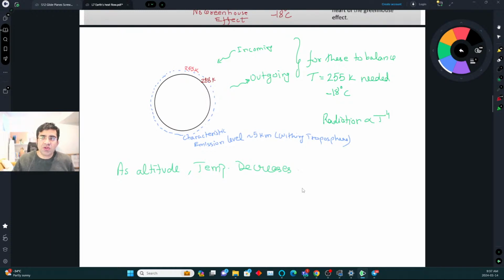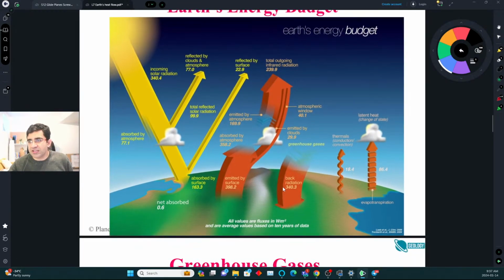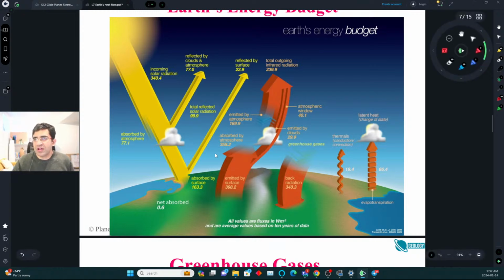Okay, so basically what happens is, you have this surface at 288 Kelvin. So we're just defining the characteristic emission level. Now this is a picture of Earth's radiation budget. You may have seen it many times in the past, when you study different cycles, radiation budget. So total incoming radiation is roughly 340 watt per meter square.